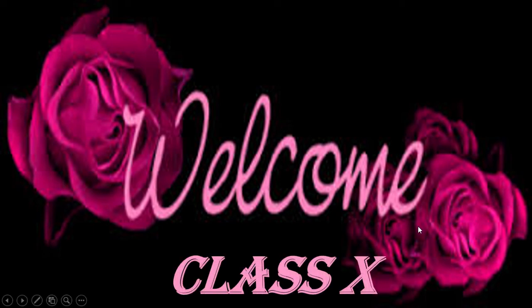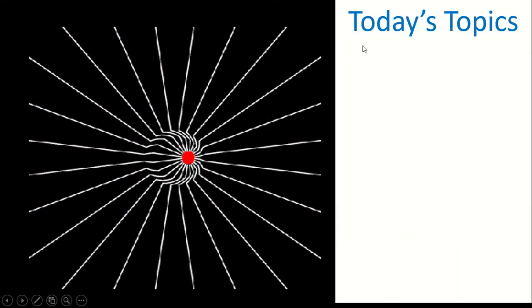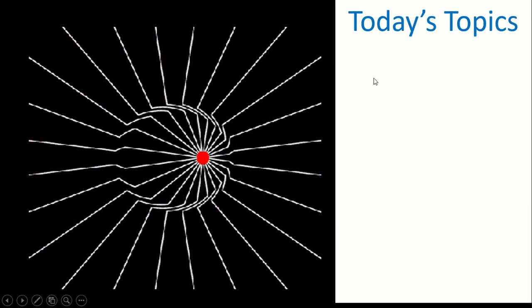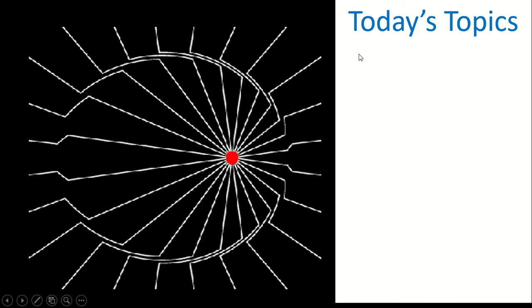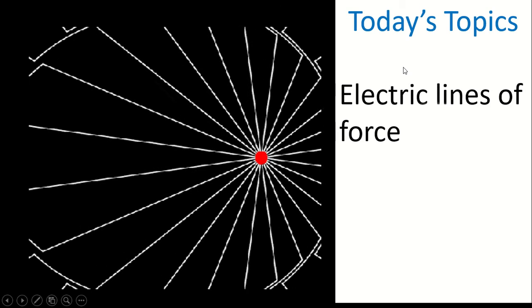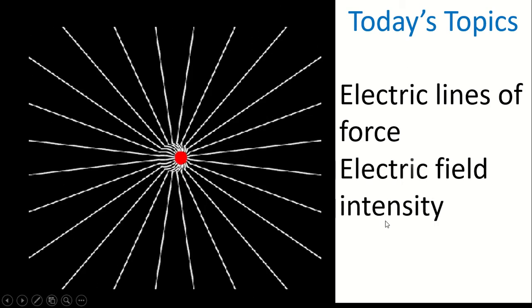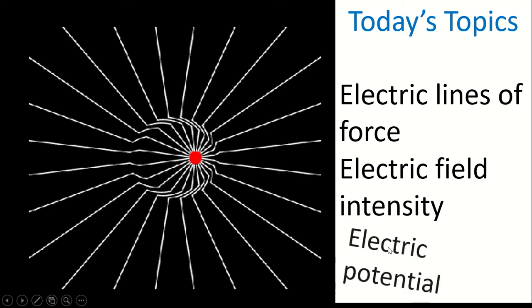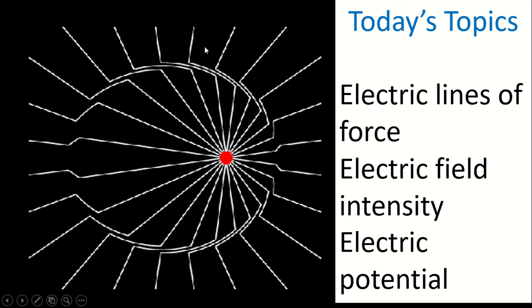So, dear students of Standard 10, welcome back to my physics class. Dear students, I have already started chapter 10, that is static electricity, and today I am going to explain some topics from this chapter, that is electric lines of force, electric field intensity, and electric potential. So, let's start the class attentively.